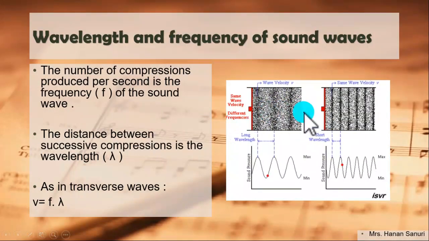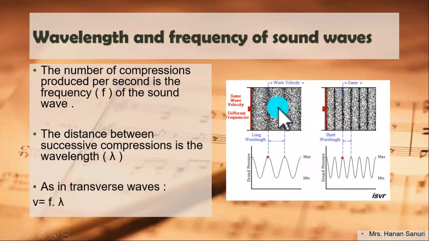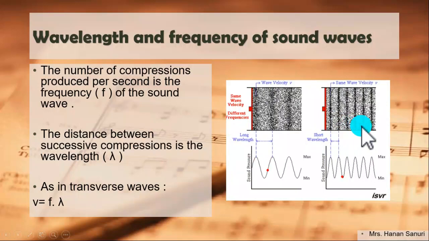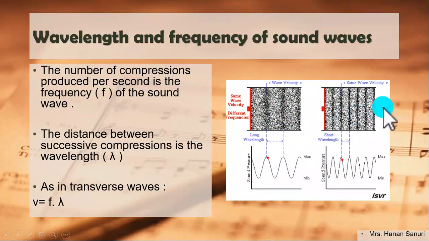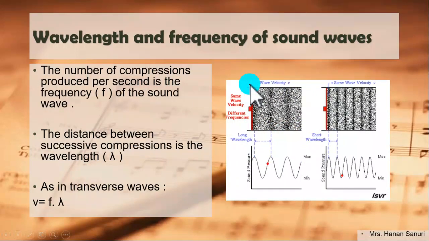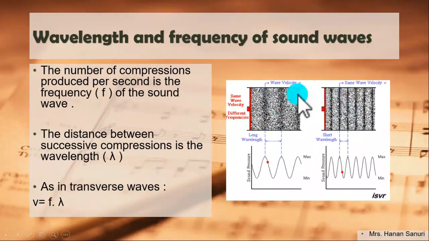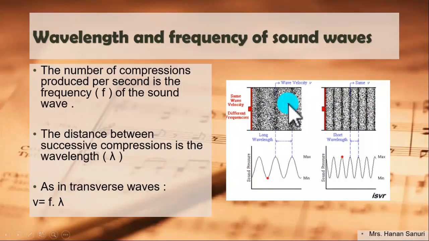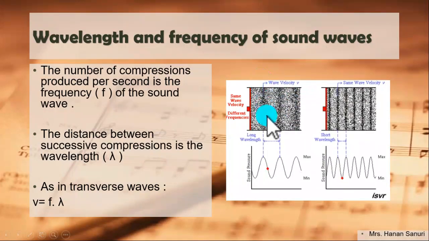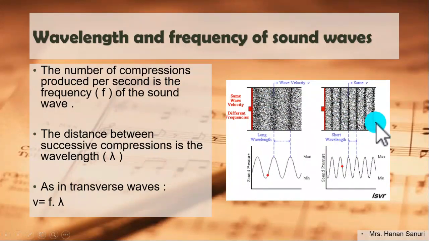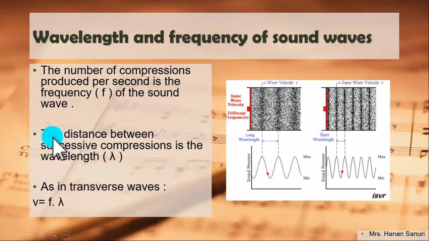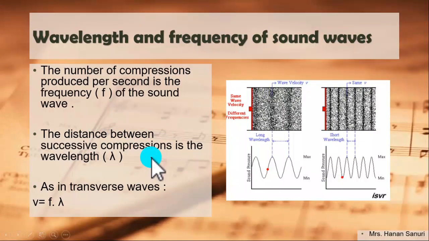Let's compare between this one and this one. Here I have 3 compressions per second. Here I have more than 3. So what do you understand? Here I have high frequency. Here I have low frequency. If they ask you which one has higher frequency than the other, how do you know? You just count the number of compressions per second. Compression, compression, compression. Here we have more compressions than here. This is the frequency.